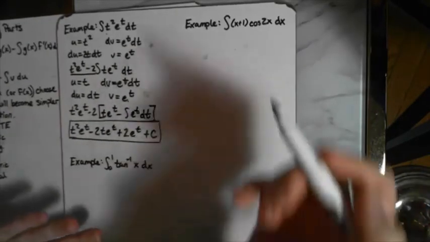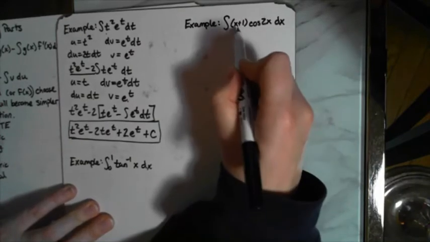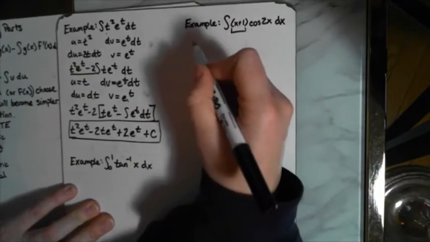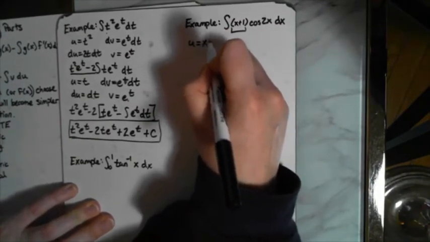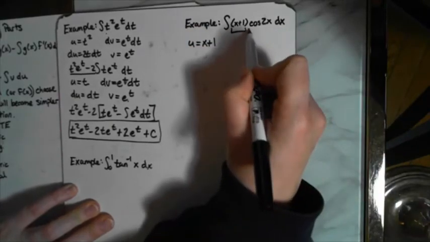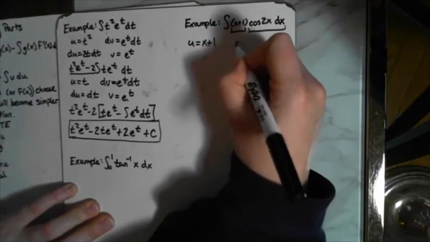Let me get that closer. Okay, so I'm going to pick this as my u. u equals x plus 1, and this is going to be my dv.